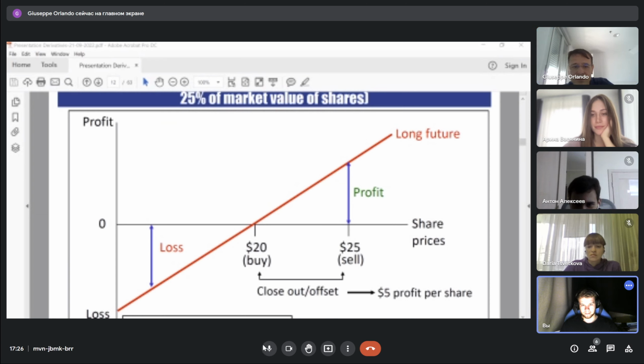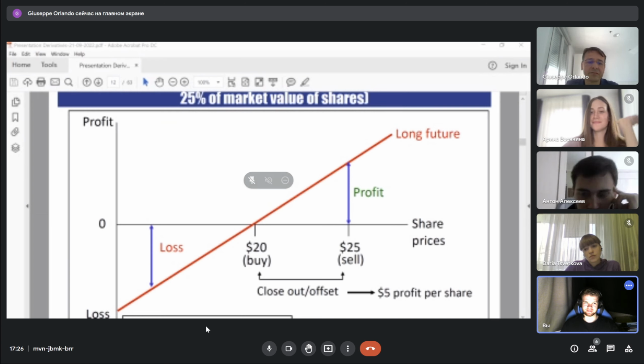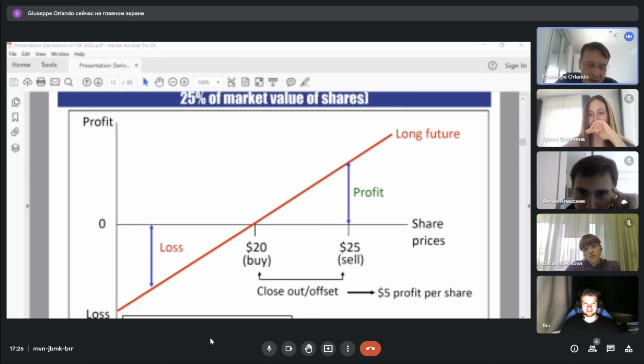Okay, it is clear now to everyone. So it's some kind of insurance. Well, it's a protection, yes. It is a protection against default, because default is always something possible.